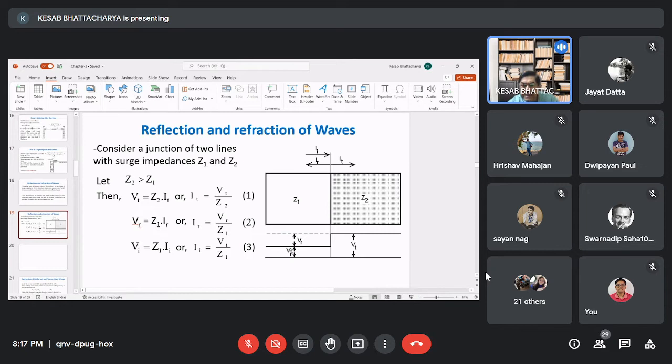Similarly, Vr is the reflected voltage wave and the reflected current flowing through line 1 is Ir. Then Ir into Z1 will be equal to Vr, from where we can write Ir is equal to Vr by Z1. And obviously, if Vi is the incident voltage, Ii is the incident current, then Ii into Z1 will be your Vi, from where we can write Ii is equal to Vi by Z1.